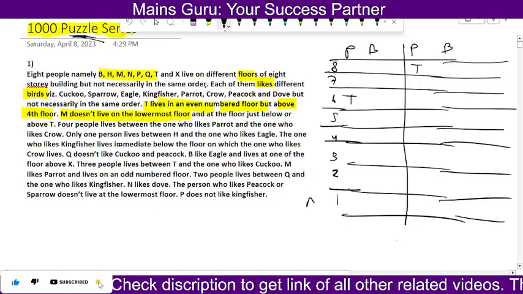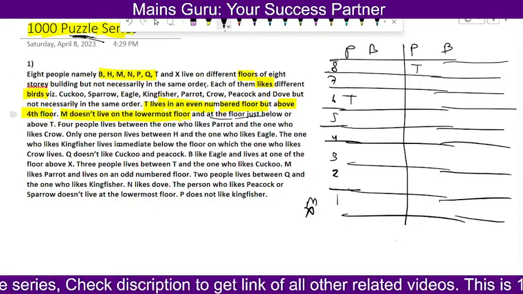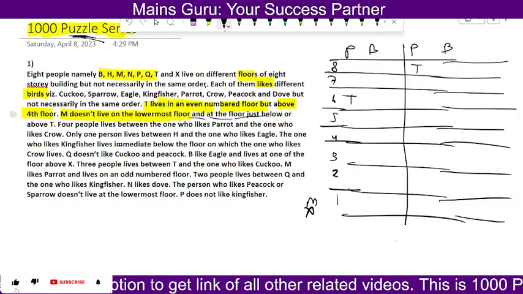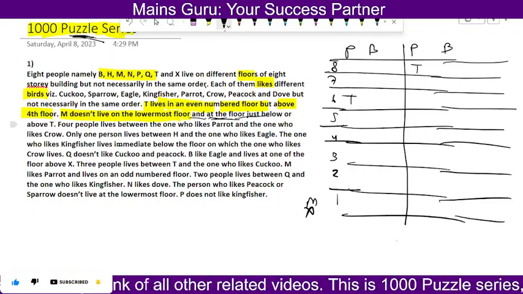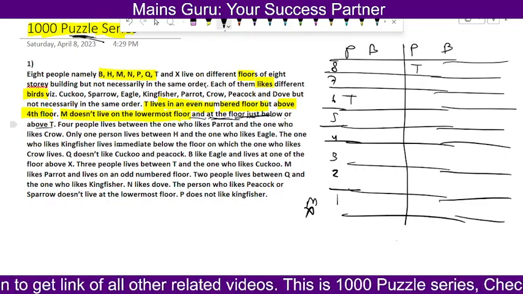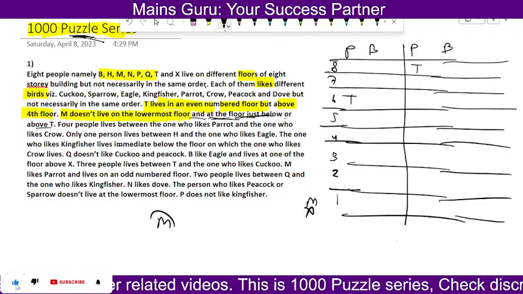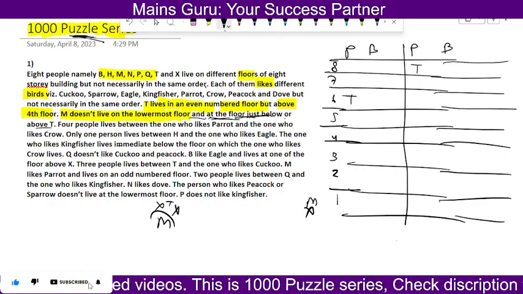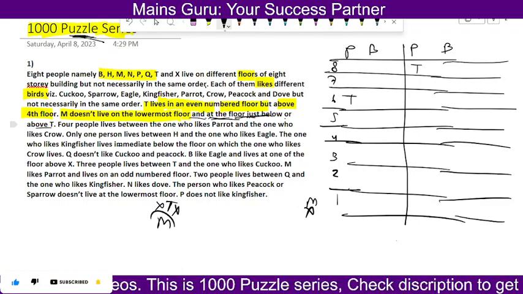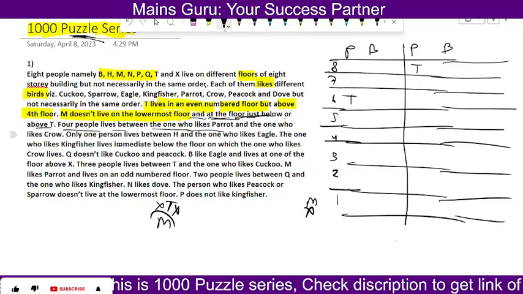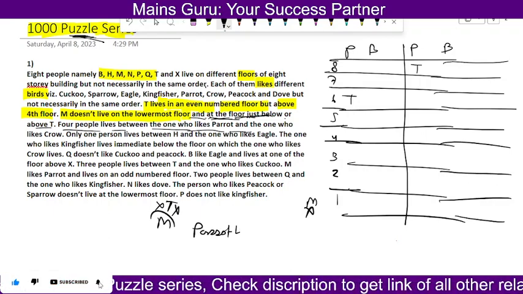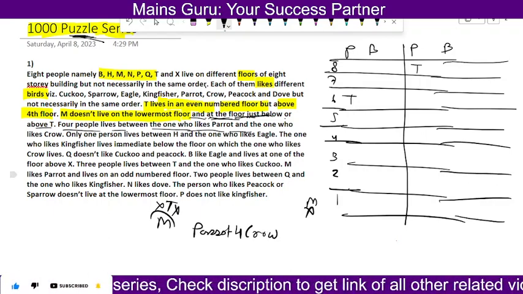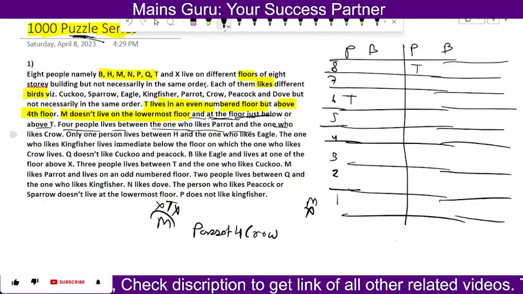After this, M does not live on the lowermost floor, so M should not come here. M also does not live on the floor immediately below or above T, meaning M is not an immediate neighbor of T. 4 people lie between the one who likes parrot and the crow: parrot, 4 people, and crow. Okay, up to here we are done.